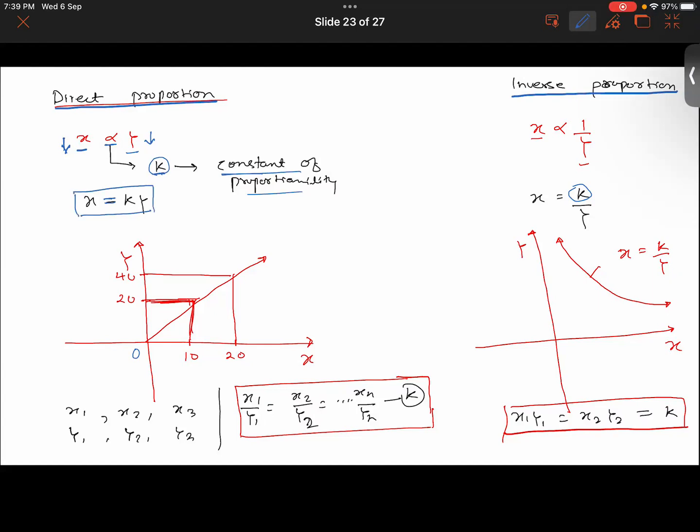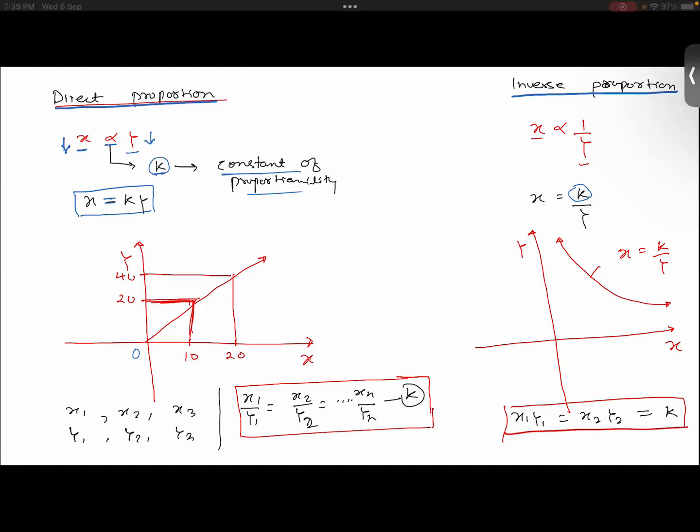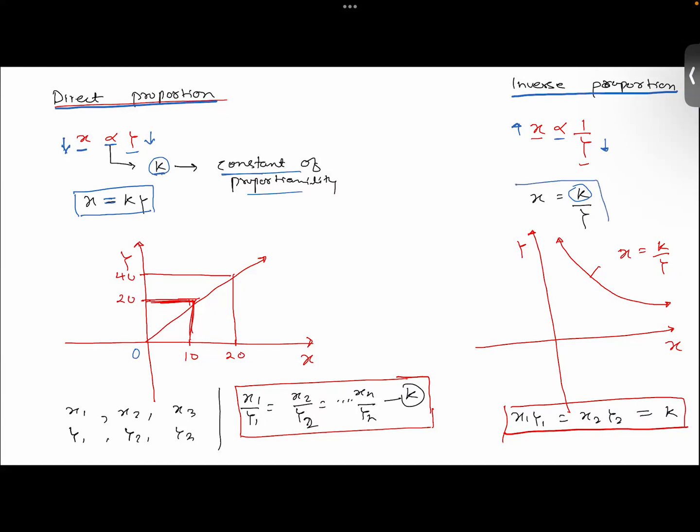Okay, Ahmed? And in the case of inverse proportion, if one quantity increases, the other quantity decreases, and vice versa. When you represent the sign of inverse proportion, it is replaced with the constant k. So you write it as x equals k upon y. Getting it? And if you plot the graph for direct proportion, you will get a straight line.